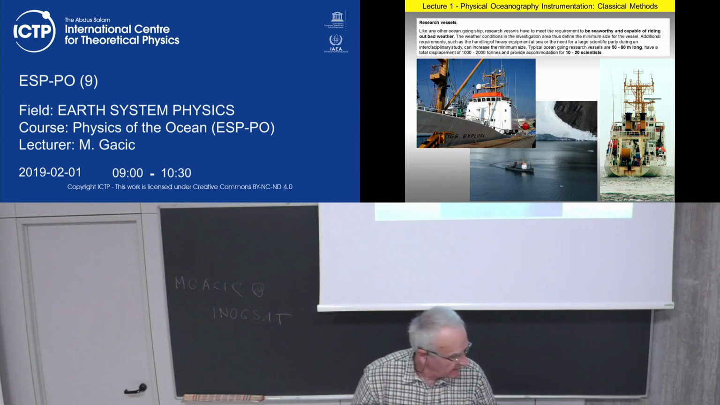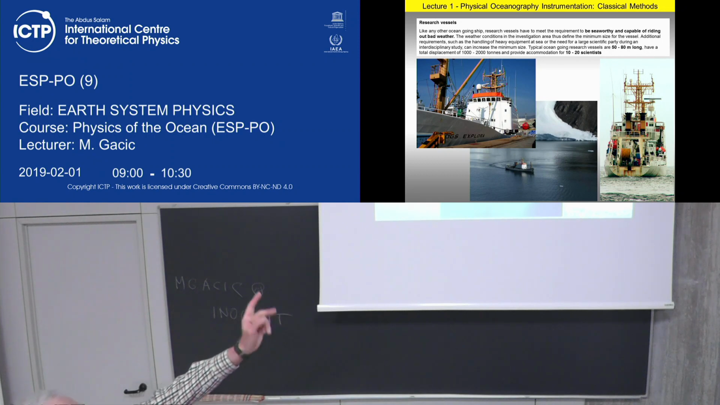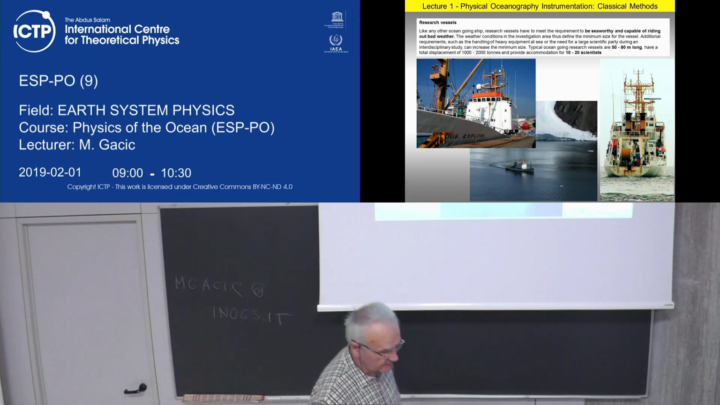This is the research vessel of our institute, OGS Explora, which is mainly for the polar studies. In specific polar atmospheric conditions, it's even worse than working in the Mediterranean. So these are a number of pictures of OGS Explora, which is a pretty old ship, and now I think within a few years we will be changing it for a new one.